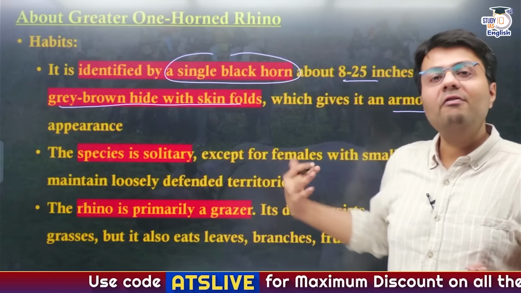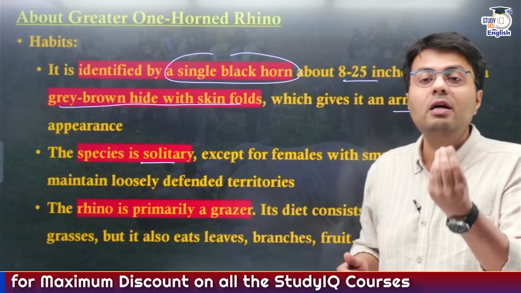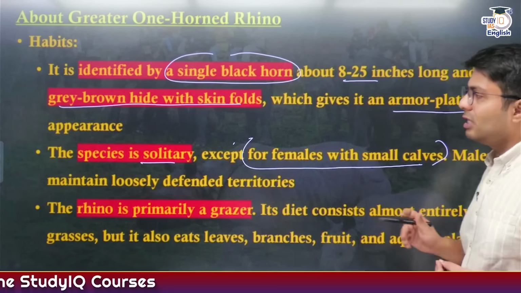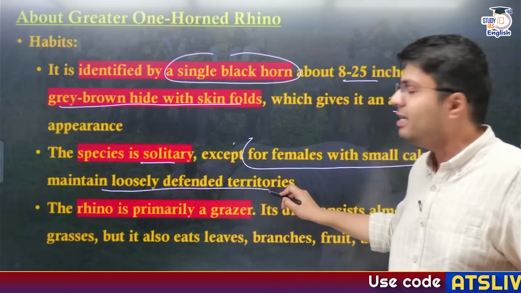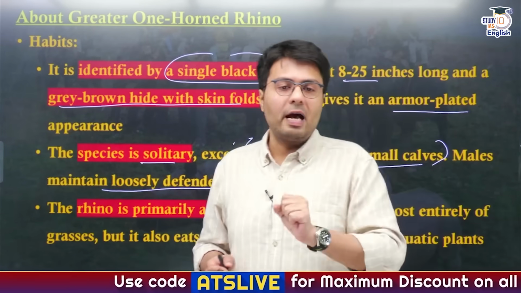Now, in terms of behavioral pattern, this species has a habit of living alone. That is, they are solitary animals, except obviously for females who are living with small calves. Now, male rhinos particularly maintain loosely defended territories. That is why they prefer to live alone, and they are called solitary animals.